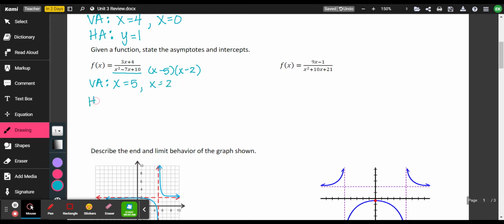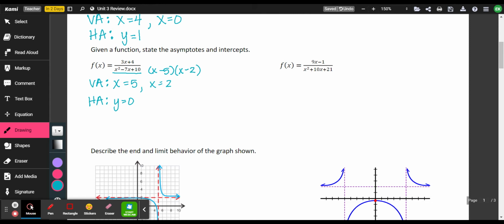My horizontal asymptotes, I look at the degree of the numerator and the denominator. And remember that if the degree of the denominator is larger than the degree of the numerator, we just have an asymptote at y equals 0. Remember, if the degrees are the same, then we take the ratio of the leading coefficients. And if the degree of the numerator is larger, there is no horizontal asymptote, okay?